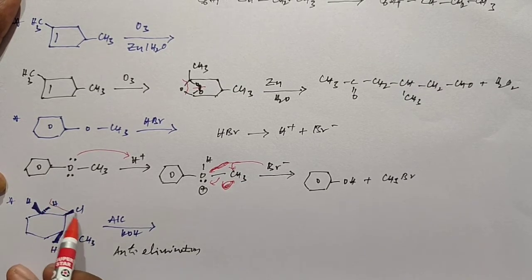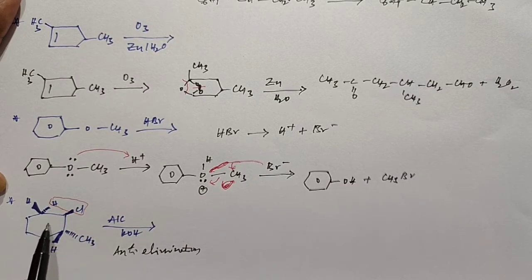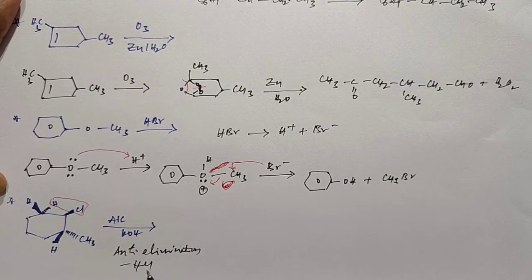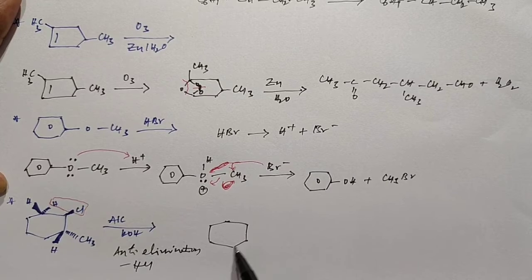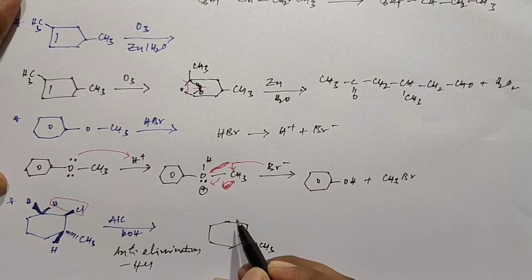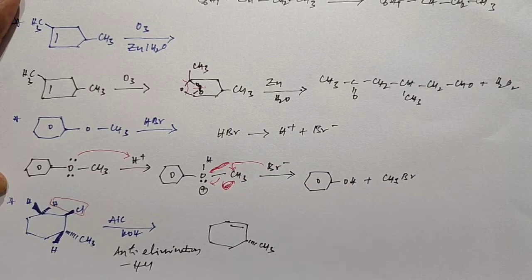So this hydrogen and chlorine leave in the form of hydrogen chloride, and here a pi bond is formed. So minus HCl, then we get the product like this. So this is the final product. Here anti-elimination based on the E2 mechanism is possible.